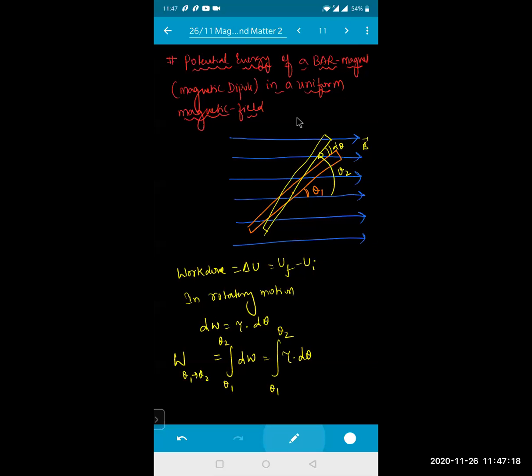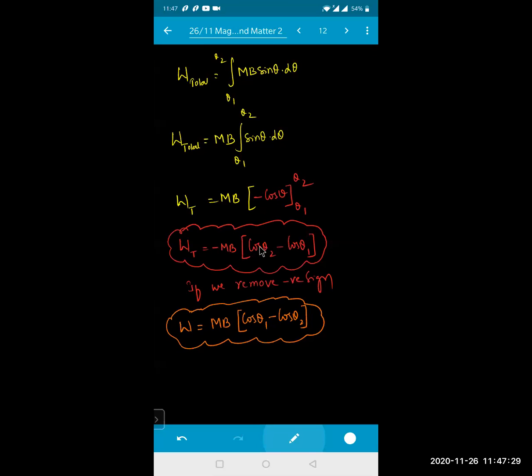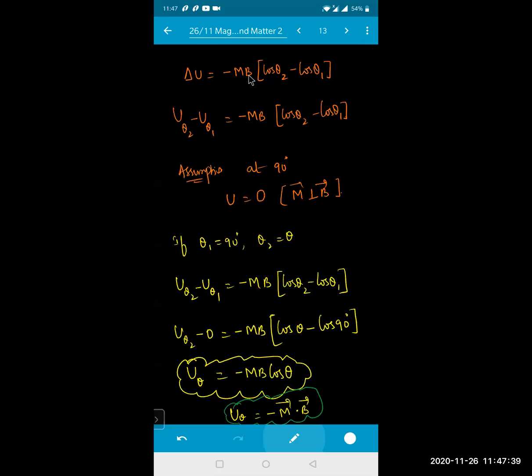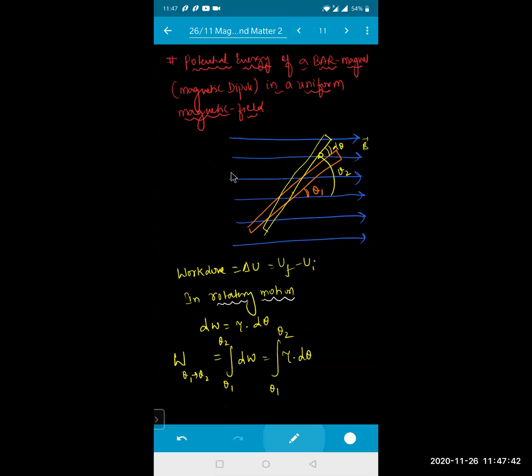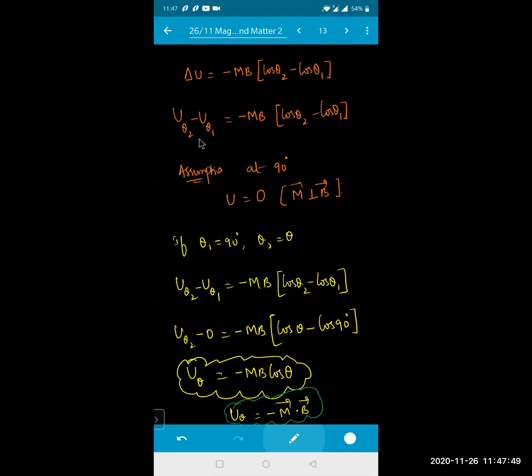Then the potential energy of a bar magnet. I'm using the concept of rotatory motion right now. In rotatory motion, the work done is equal to tau into d theta. Tau is equal to mB into sin theta. Just integrating and simplifying it, we get the work done is equal to minus mB into cos theta 2 minus cos theta 1. If I remove the minus sign, it is cos theta 1 minus cos theta 2. We want energy, so delta U is equal to minus mB into, because work done is nothing but delta U, which is U final minus U initial. So U final minus U initial is minus mB into cos theta 2 minus cos theta 1. So this is your actual formula.